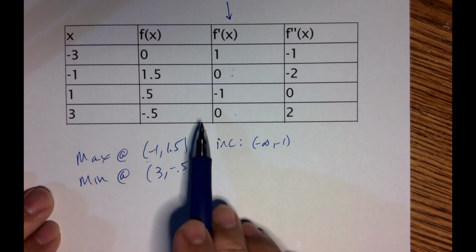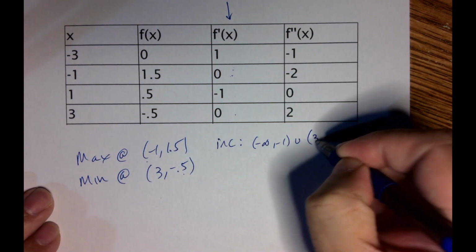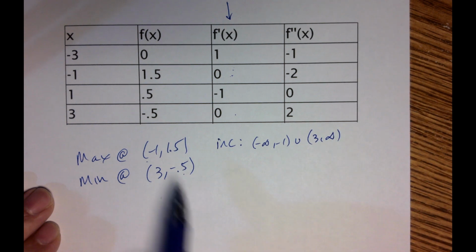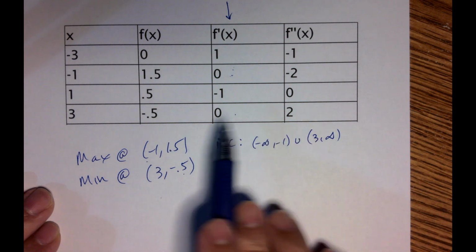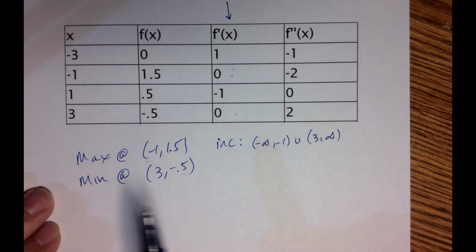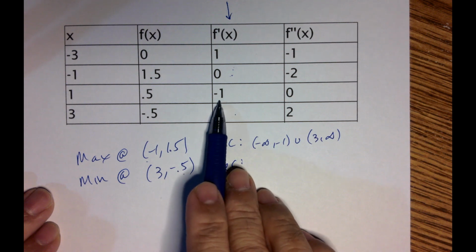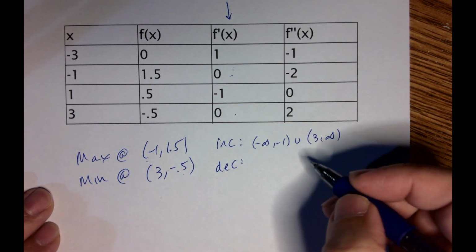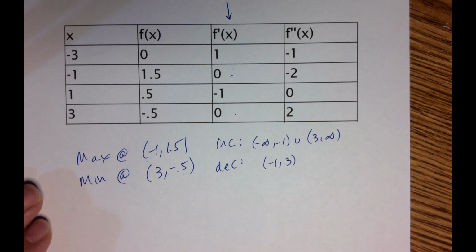There's a min at x equals 3. So that means after x equals 3, it's increasing, because remember, that's a min. It was confirmed there's a min because of the second derivative test, so we know it has to be going up from there. It's decreasing, so you've got a negative value here, from -1 to 3. So those are the intervals of increasing and decreasing.